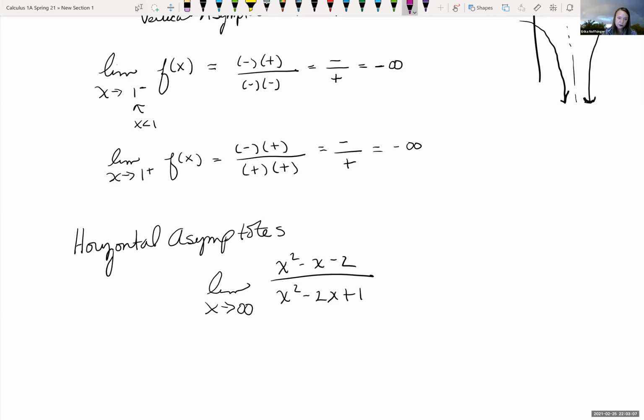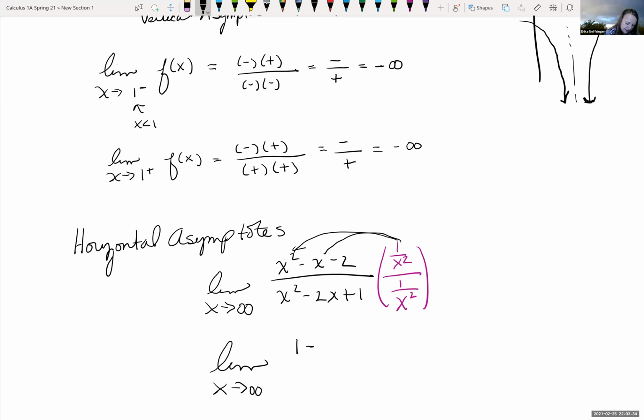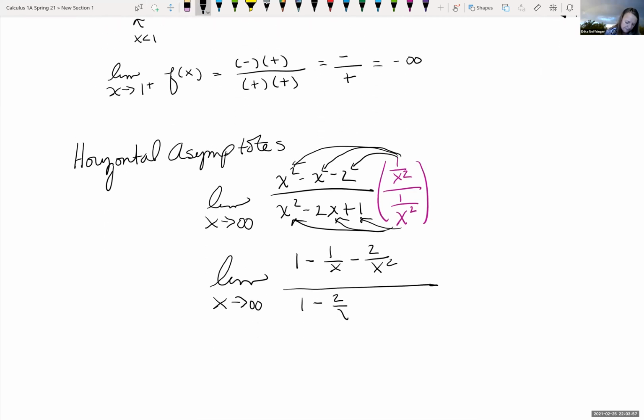The trick was looking at the degree of the denominator, in our case x squared, or 2. We're going to divide everything through by that variable raised to that degree. So we're going to divide everything through by x squared. So x squared times 1 over x squared, that's 1, minus x over x squared, that would give us 1 over x, minus 2 times 1 over x squared is 2 over x squared, all over, and doing the same thing, distributing to the denominator, x squared over x squared is 1, minus 2x over x squared, that would give us 2 over x, plus 1 over x squared.